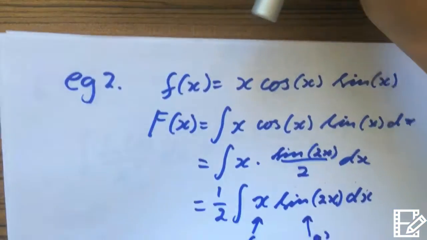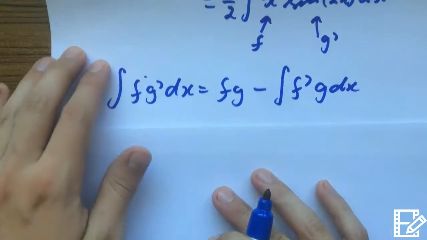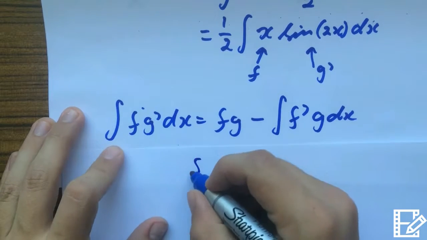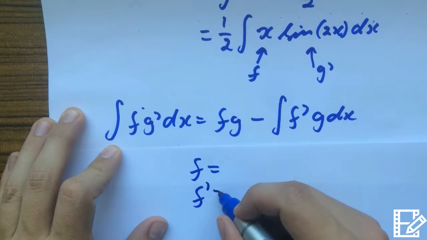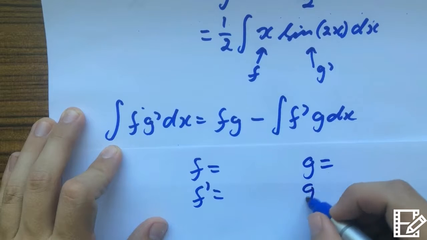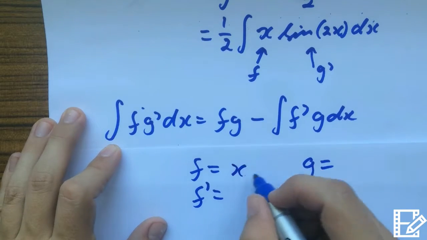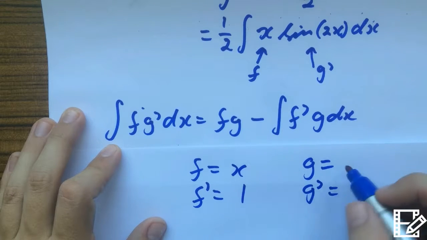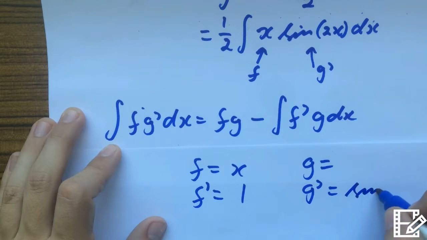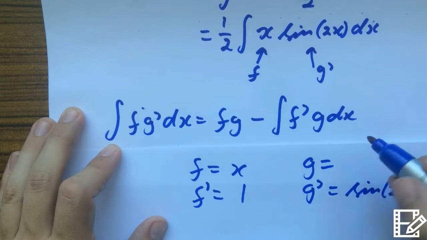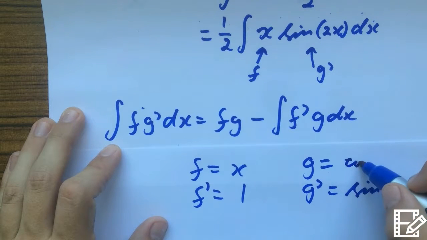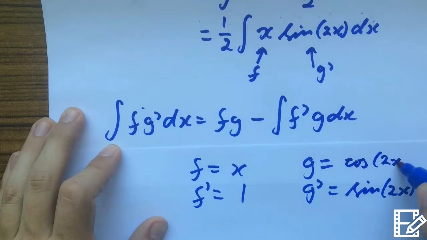Okay, so we're going to need an f value, an f dash value, a g value, and a g dash value, or a function. So f we've said is x, the derivative is 1, we said g dash was sine 2x, and the integral, I'm not going to put the plus c here, would be negative cos 2x on 2.